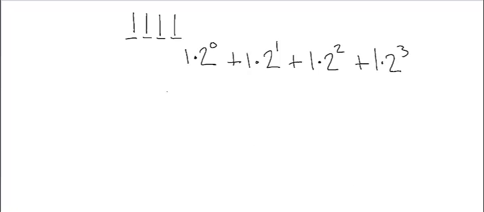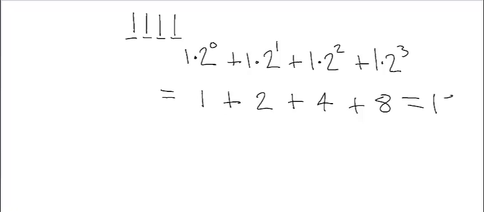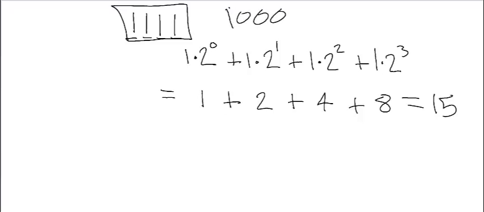Now, this is going to be 1, because 2 to the power 0 is 1, and 1 times 1 is 1, plus 1 times 2 to the power 1, that's going to be 2. 2 to the power 2 is 4, 4 times 1 is 4. 2 to the power 3 is 8, 8 times 1 is 8. And when we add this up, 8 plus 4 is 12, 12 plus 2 is 14, 14 plus 1 is 15. I'm sorry, that's actually 15 in binary. If you look at a chart online, 16 is actually 1, 0, 0, 0, 0. This is actually 15 in binary.